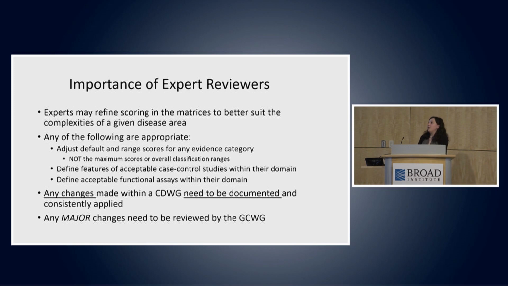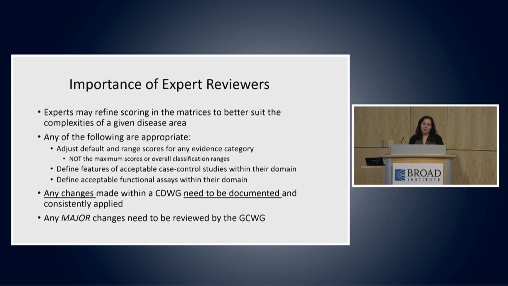And this leads on to how important expert reviewers are. At least in ClinGen, we said that experts can refine scoring in the matrices to better suit the complexities of a given disease area. For example, setting an odds ratio cutoff. In hearing loss, and you'll see this example too, we end up with a lot of consanguinity. And so we will downgrade variants if they've been identified in a consanguineous family.